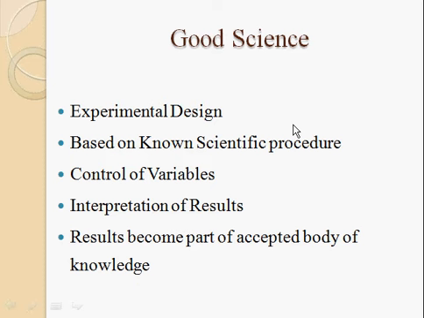Good science is we must have a good experimental design based on known scientific procedures. These scientific procedures should be validated, and there should be control of variables. There should be minimum variables available for the conduct of the study. Then interpretation of results, and the results become part of the accepted body of knowledge. Whatever raw data is collected should be reflected in your final report.